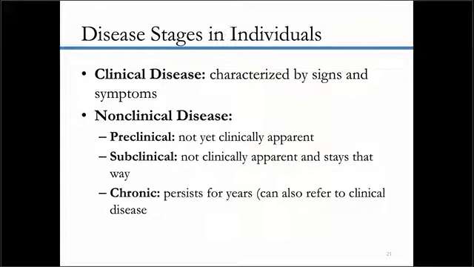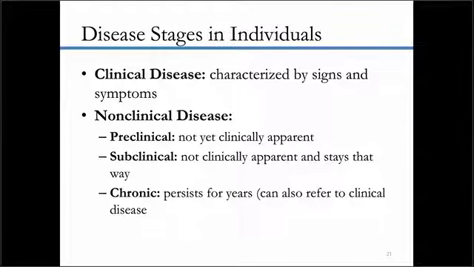If we move on to disease stages in individuals, there are multiple disease stages in individuals, including clinical and non-clinical disease. Clinical disease is characterized by having signs and symptoms. Essentially, you have a cold, you actually have a stuffy nose, you maybe have a small fever, you maybe have a cough or a sore throat or something else. Non-clinical disease can have multiple different stages, where you might have preclinical disease, where it's not clinically apparent. So you have the disease, or you have the disease-causing agent, but you don't have signs or symptoms of it, but it will eventually happen and you're going to get it.